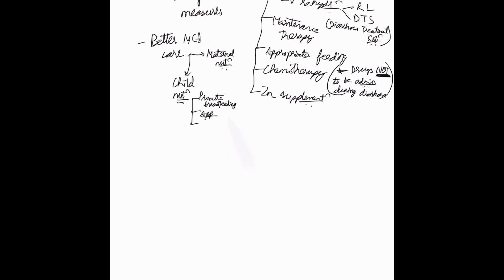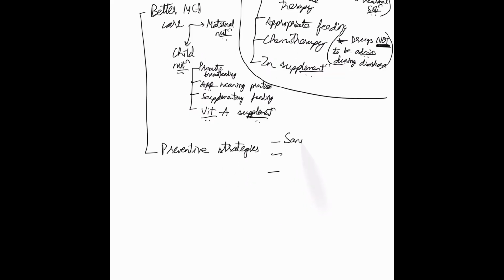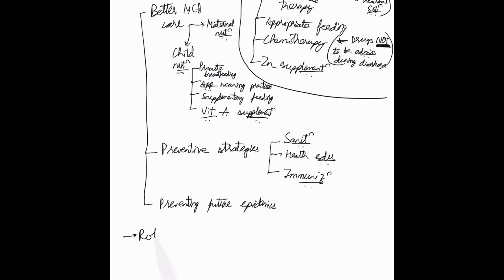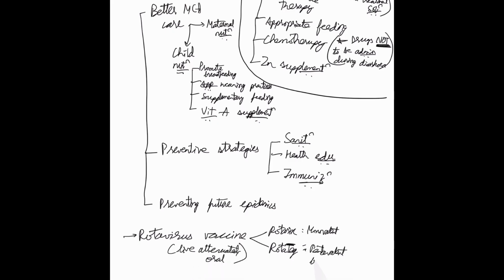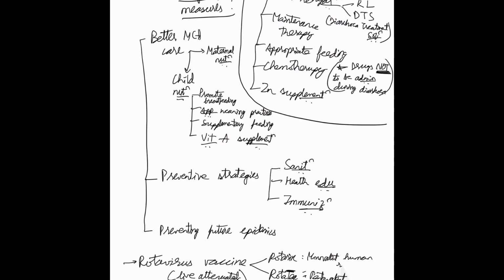and zinc supplementation. Now coming to long-term measures, you need to improve MCH, that's maternal and child healthcare, which will improve maternal nutrition and improve child nutrition by promoting breastfeeding, appropriate weaning practices, supplementary feeding, and vitamin A supplementation. Then you have preventive strategies like improving sanitation, health and education, and immunization, and of course other measures to prevent future epidemics. Under immunization, you discuss in detail the rotavirus vaccine, which is live attenuated and oral, and of two types, Rotarix and Rotatec.